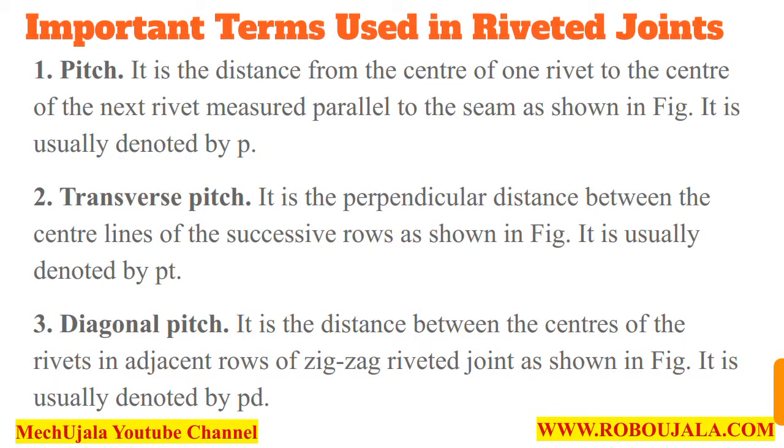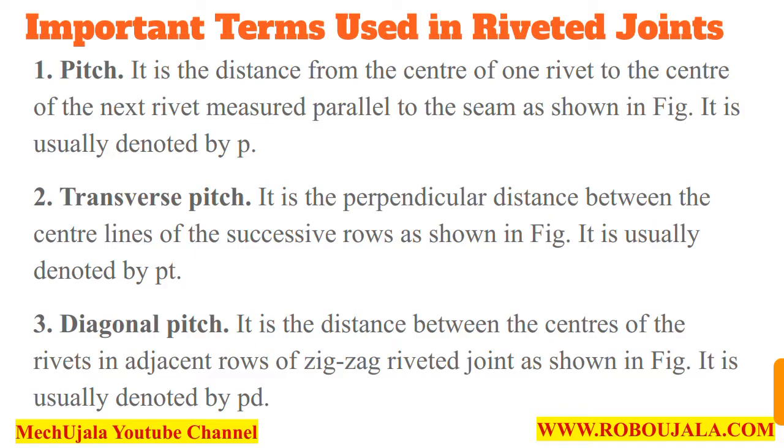Now, what are the different important terms used in riveted joints? So first one is pitch. It is the distance from the center of one rivet to the center of the next rivet measured parallel to the seam as shown in figure. It is usually denoted by P. So we are denoting P as pitch.